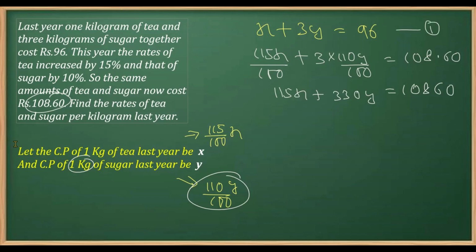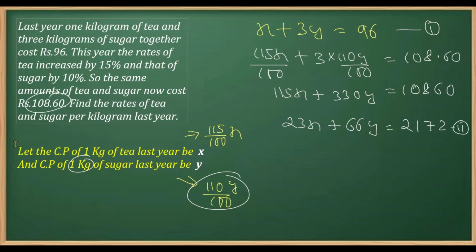Now what to do in the next step? So we got the first equation. I can see we can take 5 common from here. So dividing this by 5, it should be 23x. Dividing this by 5, 330 gives 66y, and similarly we divide 10860 by 5, which is 2172. So this should be our second equation.